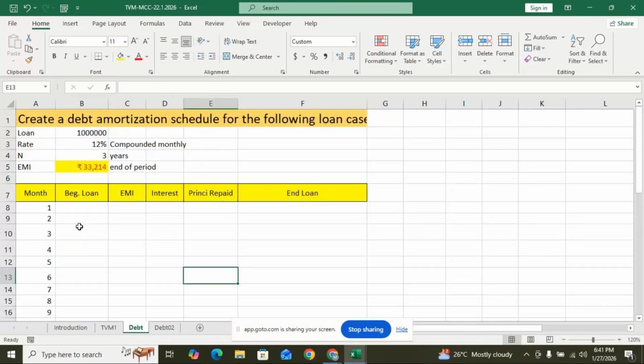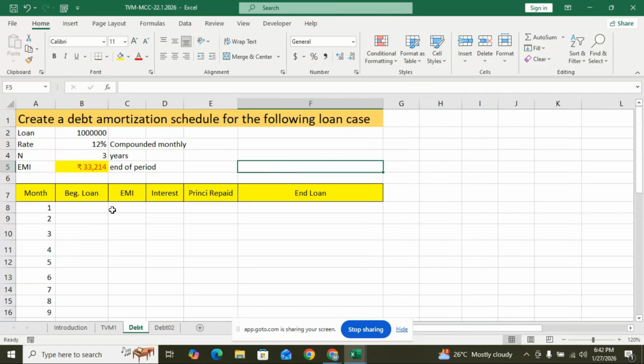Okay, so we'll start with the debt amortization schedule now, with the case which we are having today. If you can observe here what kind of a debt amortization schedule it is. See, loan amount is 10 lakh, rate is 12% compounded monthly, and the term is 3 years. So every month an EMI of 33,214 has to be paid.